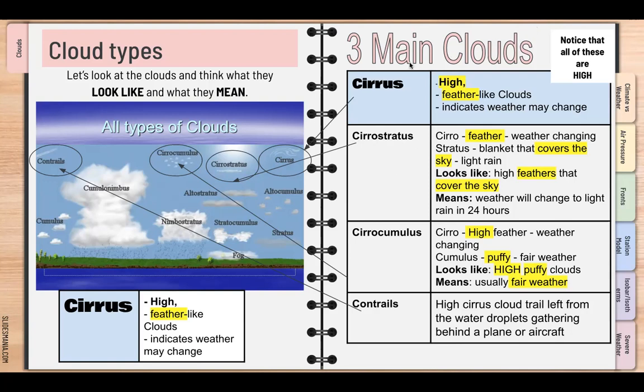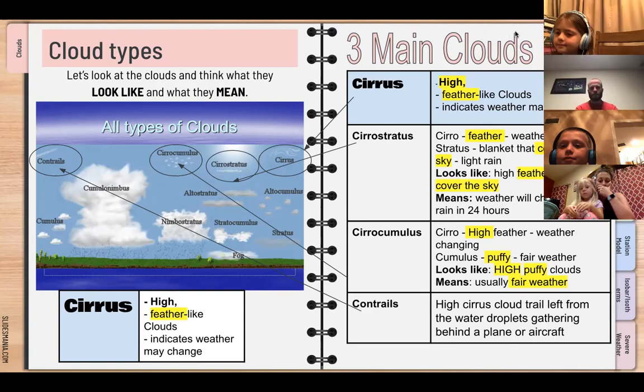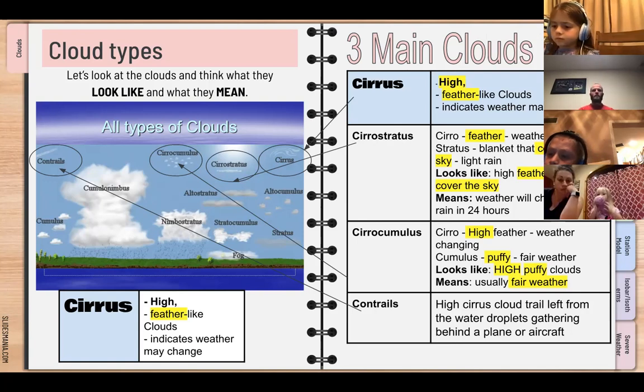All right, before we move on to the next type of cloud, I want you to stop and think for a minute. We just talked about a cirrus cloud meaning a high feather-like cloud. How does that make you feel? When you see these high feather-like clouds up in the sky, what thoughts come to your mind? What kind of feelings do you get? What kind of emotions do you get?